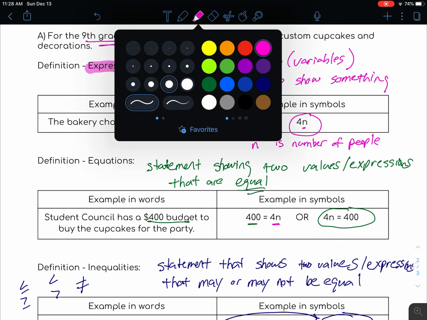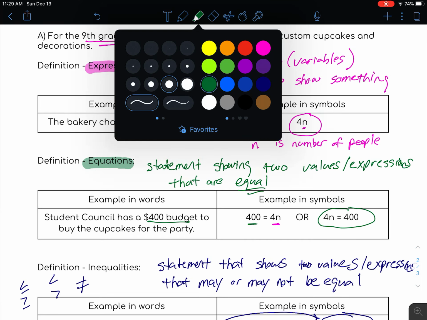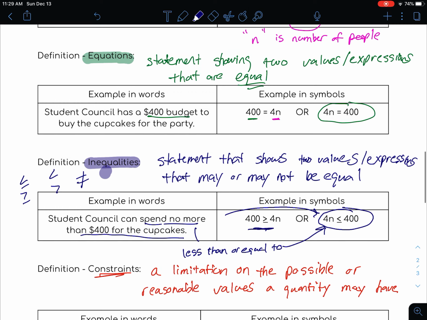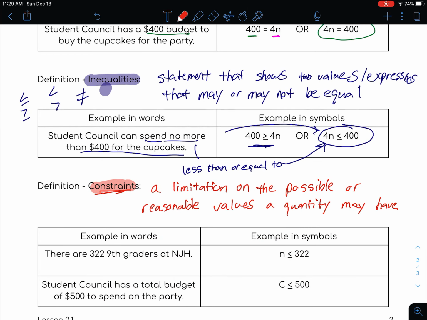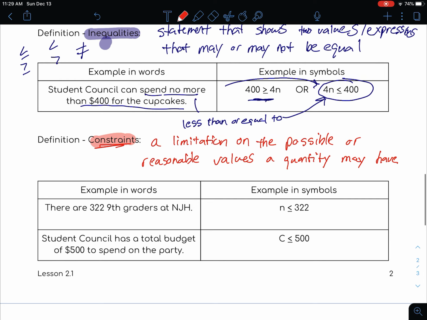All right, so we've got these different pieces. I'm going to do a little highlighting here, and you might want to use your different colors if you're using Notability. So we've got expressions, we've got equations, we have inequalities, and we have constraints. Okay, so let's talk about constraints there for a second.